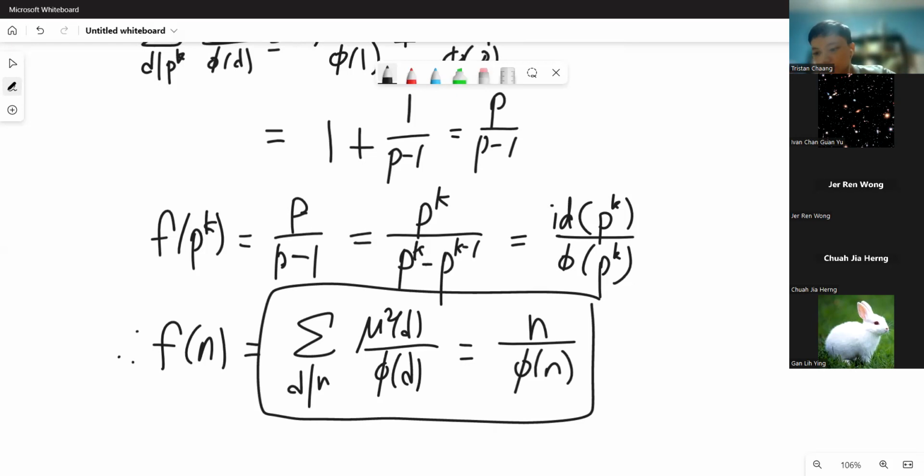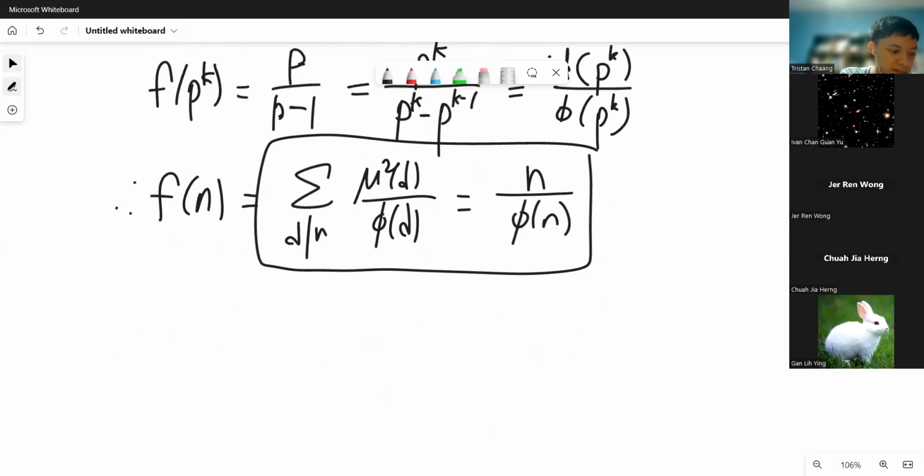So that's a property of multiplicative functions. You just have to look at prime powers. But of course, I haven't proved to you that the convolution of two multiplicative functions is a multiplicative function. We don't have time for that, but you can try to prove it.